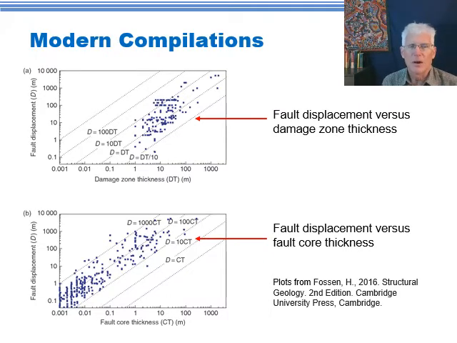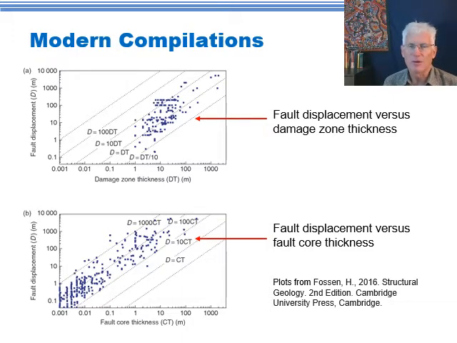So there are many modern compilations that show this data, the same kind of data. This is from the book by Fossen, published in 2016. The two plots show the fault displacement versus the damage zone thickness. So that's the rock around the edges of the fault zone that's, say, fractured, possibly an enhanced fluid flow zone.